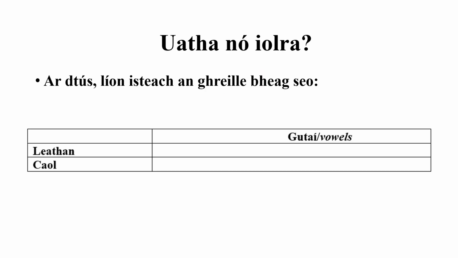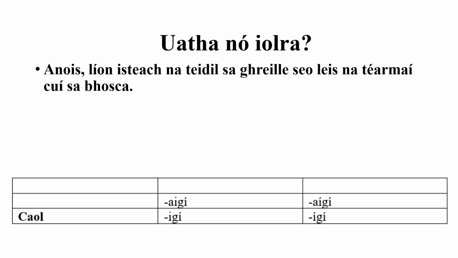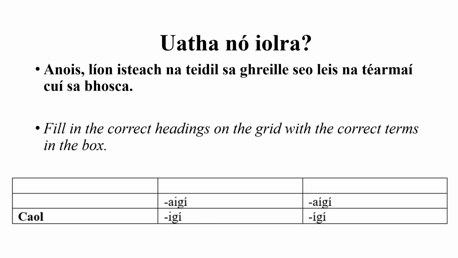Leathan nó caol. First, fill in the following grid with the guthanna, the vowels, whether they're broad or slender. Then fill in the correct headings on the grid with the correct terms in the box.